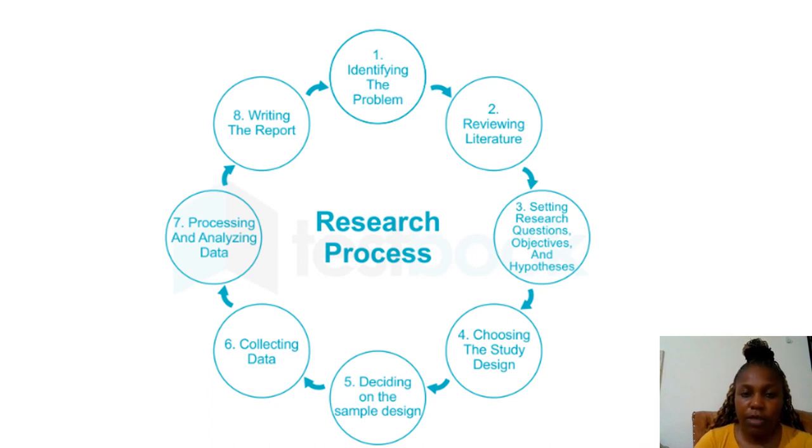In other words, if you didn't understand the other cycle, you can also check this one. Like you see, number 1 here, you identify the problem. Number 2, you review literature. You go to different books, papers, you read about that problem, how others solved it in their settings, or how the problem occurred in their settings. Then you set research questions, objectives, and hypotheses. After that, you choose a study design. You decide on the sample design. You collect your data. You process and analyze your data. You write your report. So this is how the action research process should be.